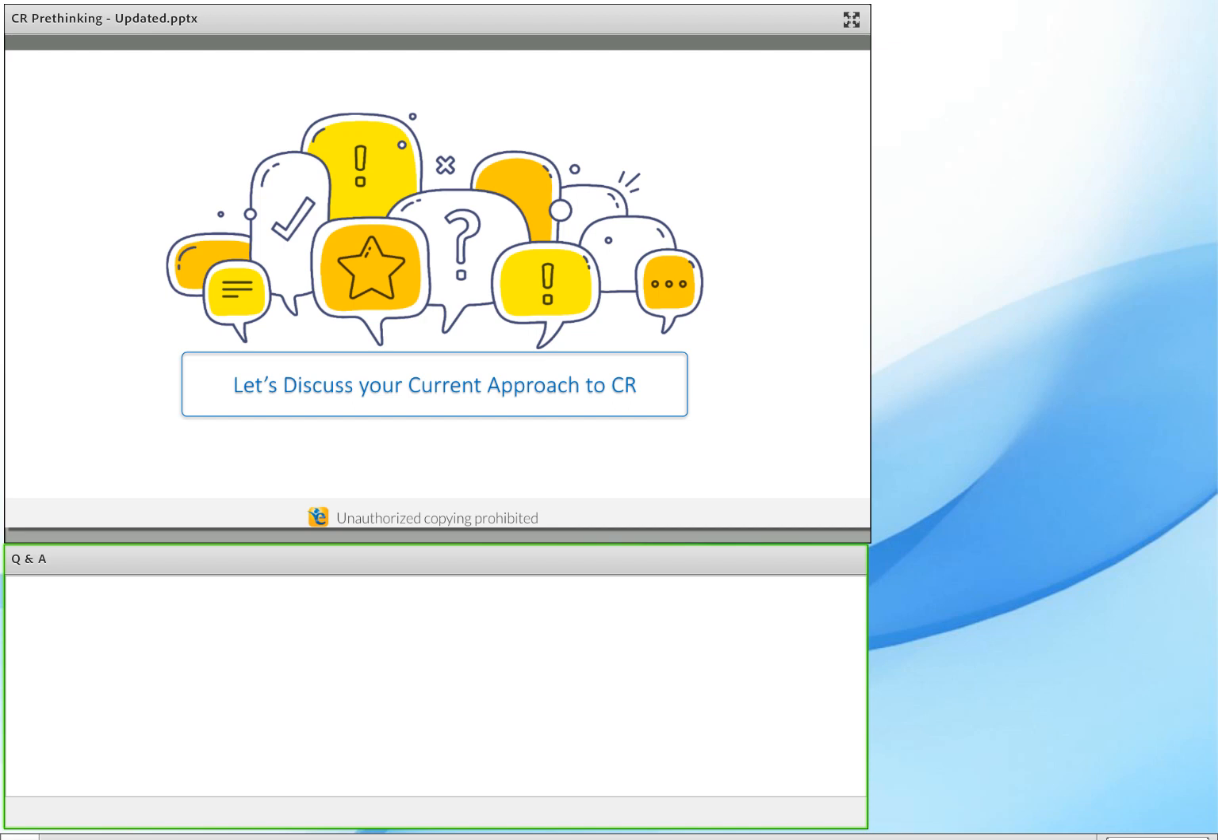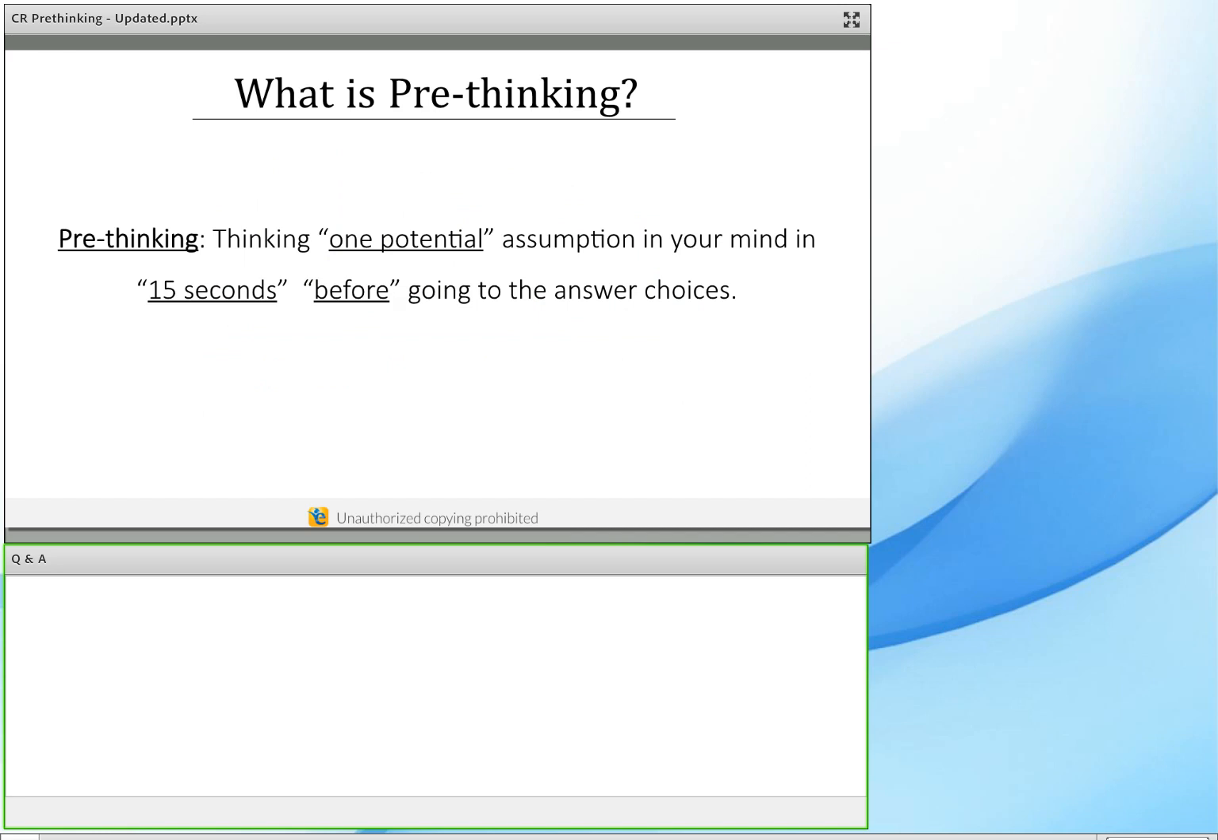All right, with that, let's move forward. And let's talk about what is your current approach to critical reasoning. Before we do that, I want to make sure you guys understand what an assumption is, and what pre-thinking is. So pre-thinking is thinking of one potential assumption in your mind in about 15 seconds before you look at the answer choices. And each of the 3 words in quotes is really important because it defines what pre-thinking is. If you take one of them out, you are kind of killing the essence of pre-thinking.